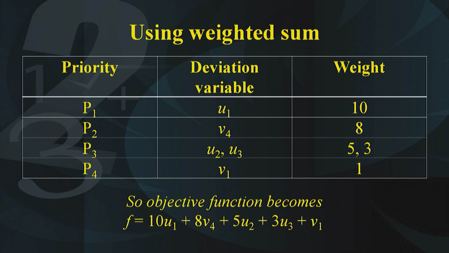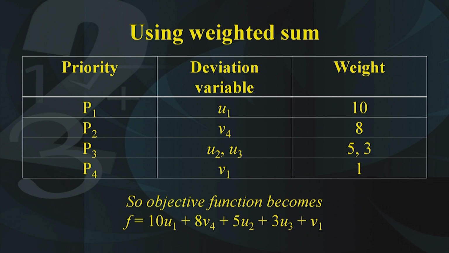Now, using the weighted sum, we can tabulate the priorities of the goals in this table. In the first column, we have the priorities of each of the 4 goals, in the second column, we have the corresponding decision variables, and finally, in the third column, we have the corresponding weights of these goals, priorities.